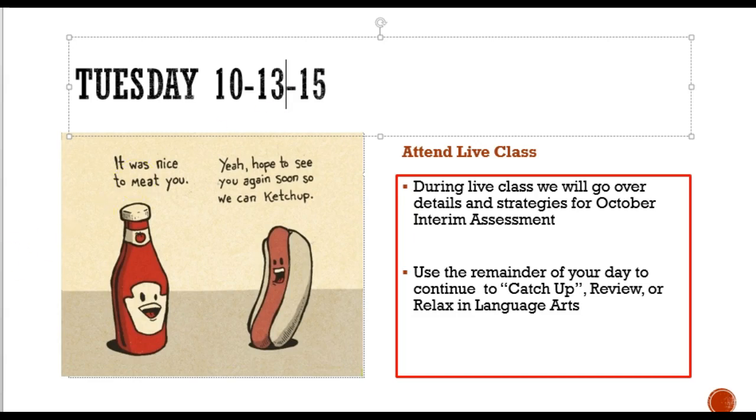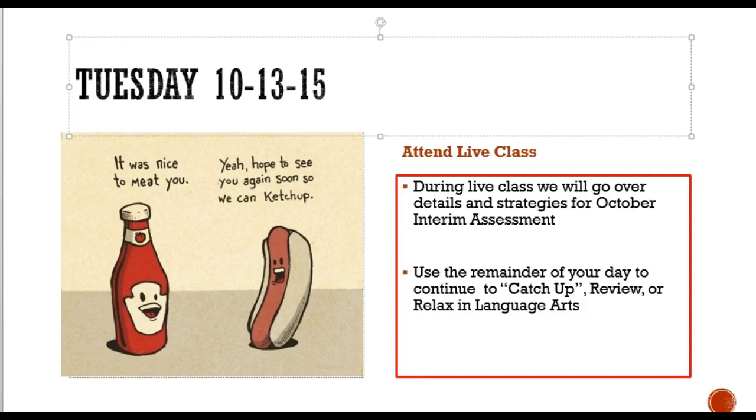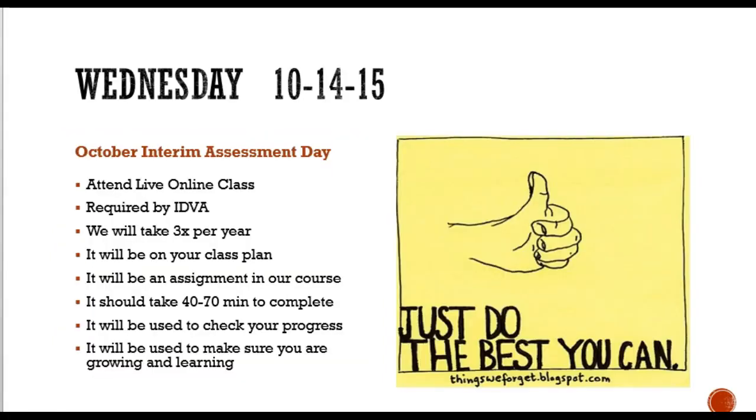All right, then on Wednesday is October Interim Assessment Day. What does that mean? It means you attend our live online class. This is a requirement from IDVA. This is a test that we're going to take 3 times per year. The test will be added on your class plan, and it will be an assignment in our course. You can expect that your October Interim Assessment will take you 40 to 70 minutes to complete.